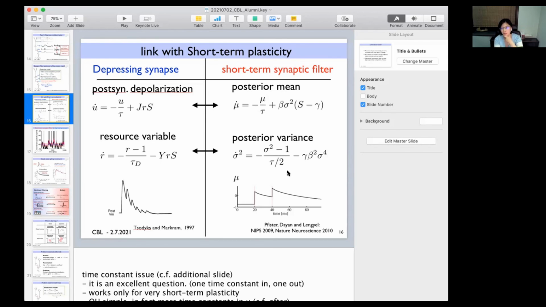So in terms of the interpretation of this time constant, this tau over 2 here, in the previous model the tau d could be interpreted as how quickly the resource is distributed, but in this short-term synaptic filtering model, this tau over 2 seems to be related to how quickly the posterior variance is approximated.